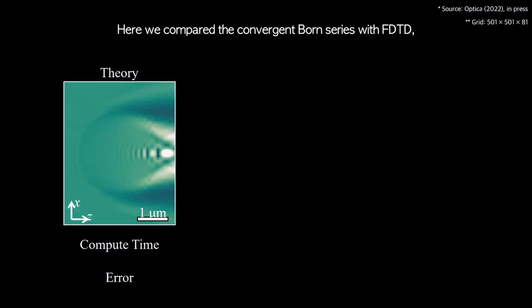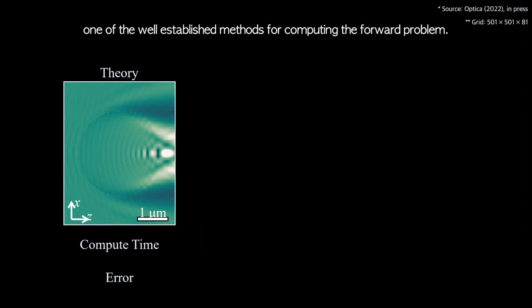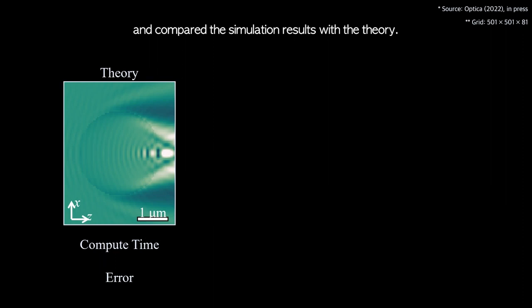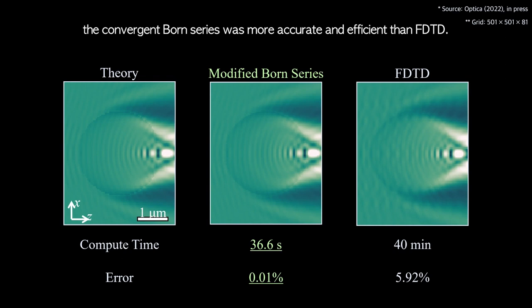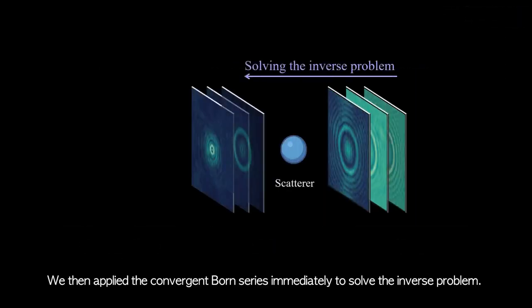Here we compare the Convergent Born series with FDTD, one of the well-established methods for computing the forward problem. We simulated the Mie scattering by a 3-micron diameter silica bead in water and compared the simulation results with the theory. The result indicated that the Convergent Born series was more accurate and efficient than FDTD. We then applied the Convergent Born series immediately to solve the inverse problem.